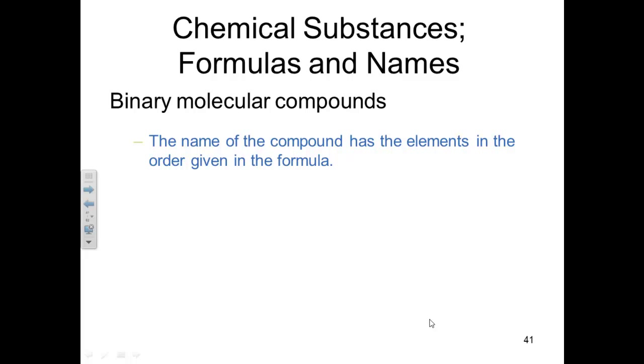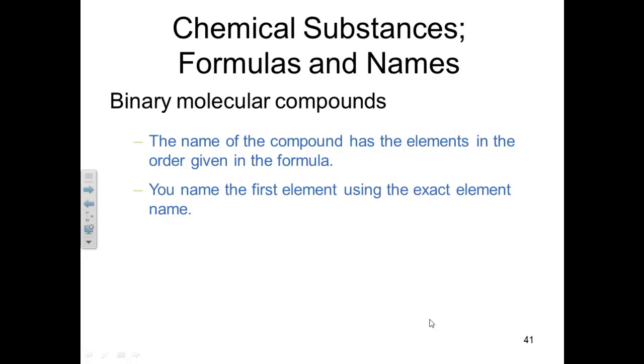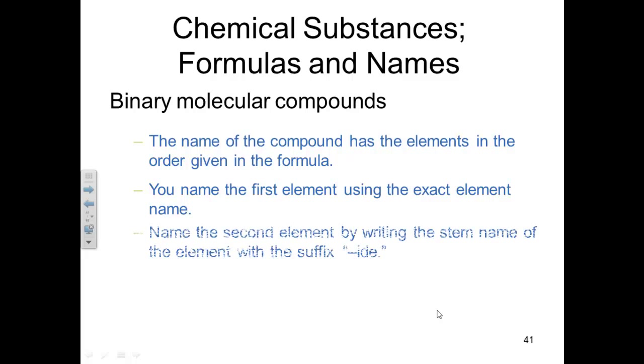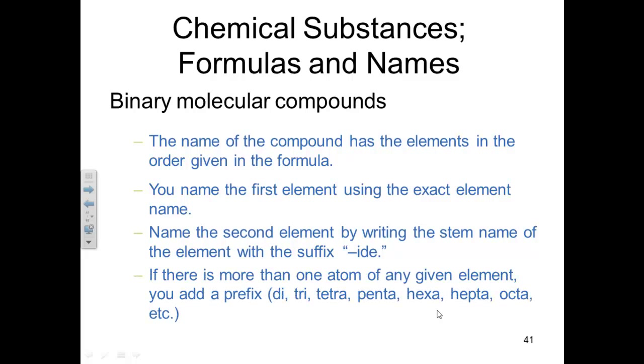The name of the compound has the elements in the order given in the formula. You name the first element using the exact name, just like we did with the ionic. Name the second element with the -ide ending, just like we did with the ionic. Except now, if there's more than 1 atom of any given element, you must add the prefix di, tri, etc. to tell how many there are. Remember, there are no charges, so we need to let the reader know, when looking at the written name, how many of each species is present.